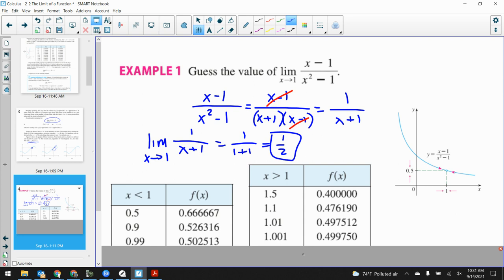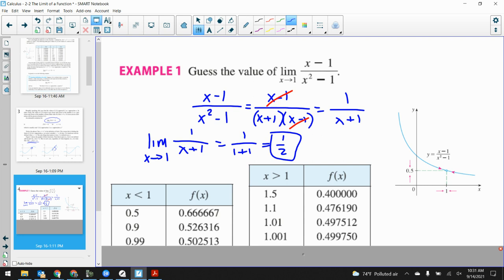So even though we couldn't plug it in before, even though if 1 gets plugged in at the very beginning, it is undefined. There is a hole in the graph at 1. Even though 1 is not defined, the limit still exists. The limit still exists at 1/2. And you can calculate it if it reduces down.